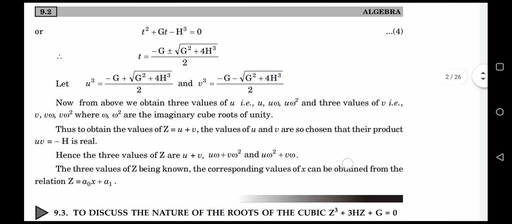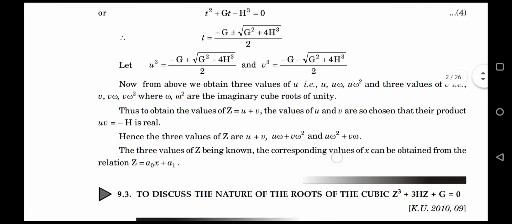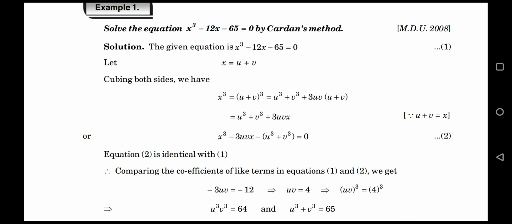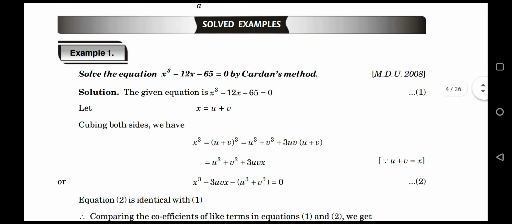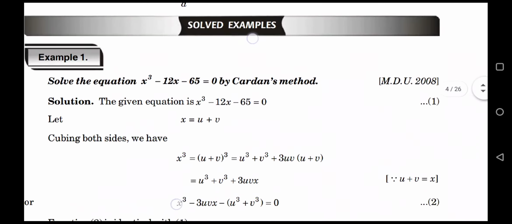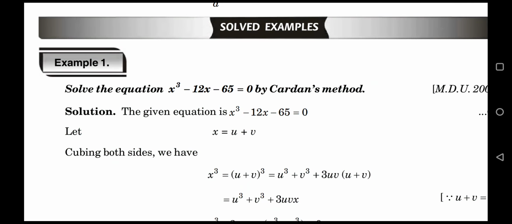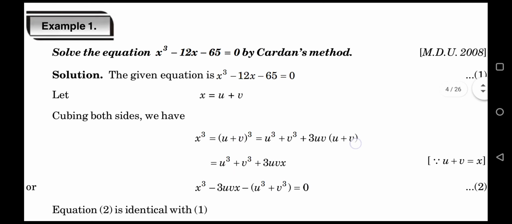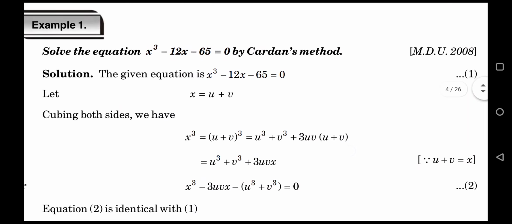Now, we will discuss further by taking a particular example. Let us take particular example number 1. Solve the equation x cube minus 12x minus 65 equal to 0 by Cardan method. Now we can observe that the second term is already missing.